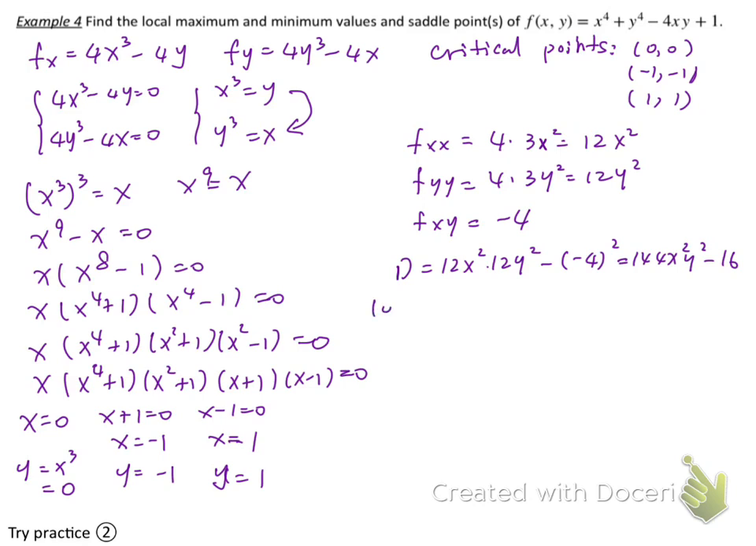When x and y is 0, 0, your d is plugging 0 and 0 here. You will have 0 minus 16 or negative 16. Right? Negative, saddle point.